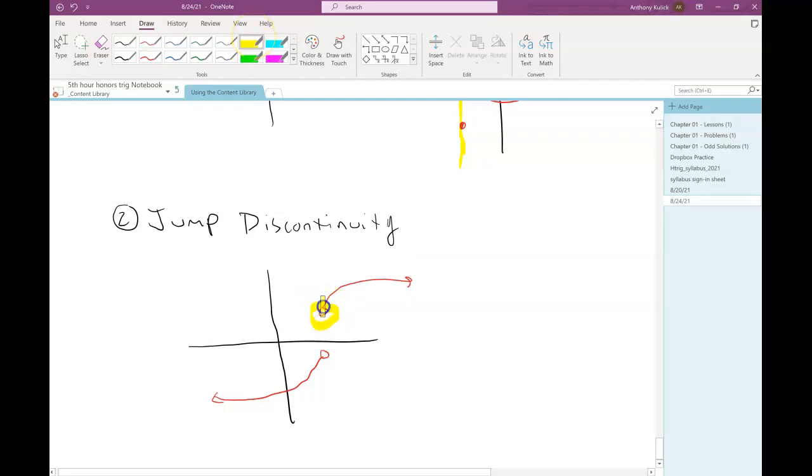Worth pointing out here, these endpoints could both be open. One could be open and one closed, but both cannot be closed because you'd fail a vertical line test again.